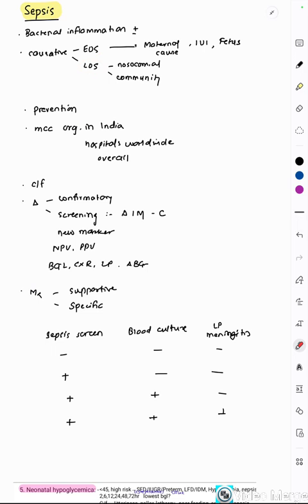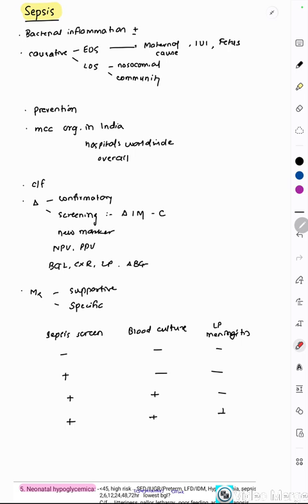The causative factors for early onset sepsis are divided into maternal causes, intrauterine infection or inflammation, and the fetal associated factors. The maternal associated factors are foul smelling liquor that is seen in case of chorioamnionitis, preterm labor, or premature rupture of membranes. Then the fetal associated factors are low birth weight babies, prematurity, or perinatal asphyxia.